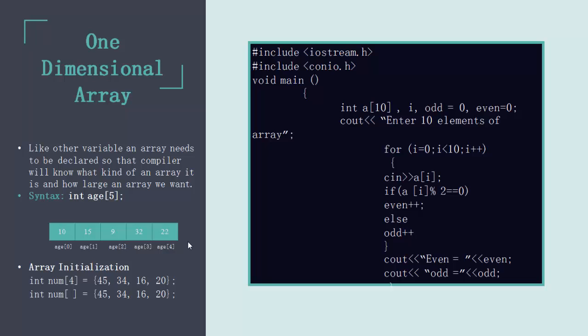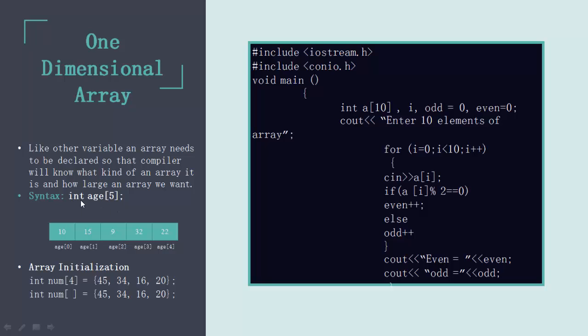Then we have two types of array: one dimensional array and two dimensional array. Like any other variable, an array needs to be declared so that the compiler will know the kind of array and how large an array we want. So for that, let us see a one dimensional array first. This is my syntax. I'm creating an array, I'm writing the return type, the array name, and I'm defining the size.